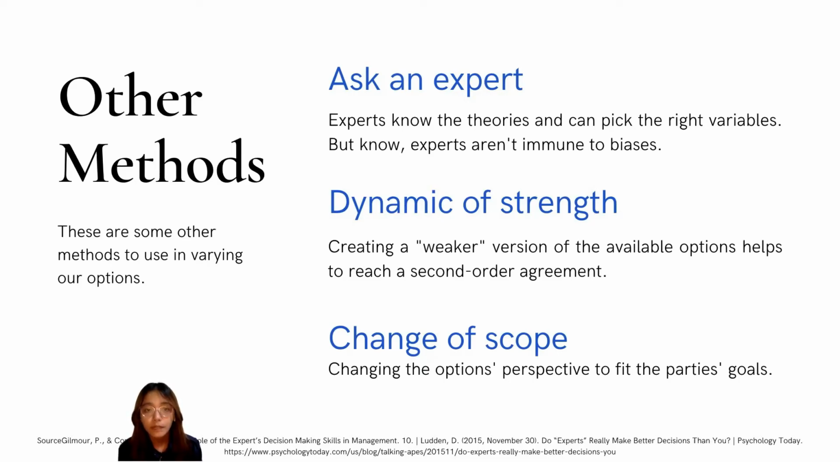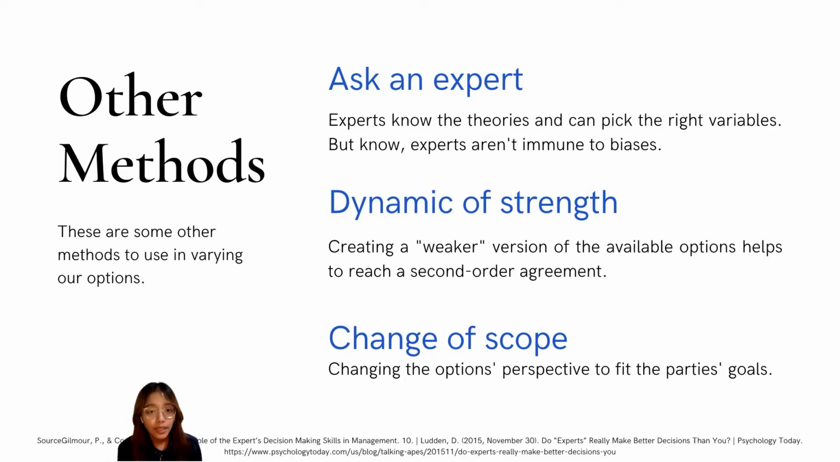Therefore, their skills are only applicable to the second and the third step, where educational and theoretical background is most needed. The second method that we can take is dynamic of strength. We can try to make a weaker option available to ensure that we can still reach an agreement, even though it's a second order agreement. A second order agreement is a situation where one or the other party needs to take out a certain condition of the agreement to fit the other party's needs.